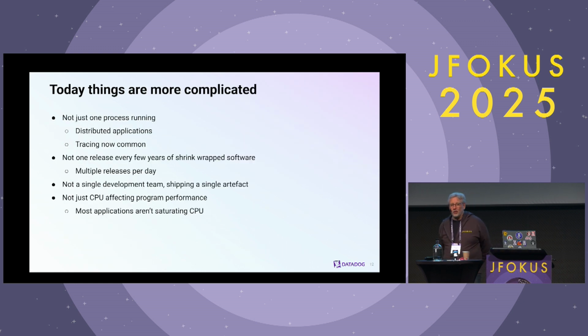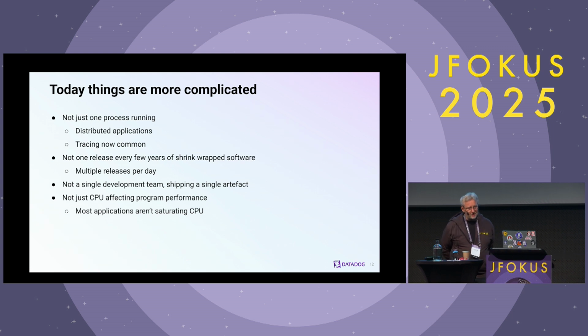Today things are way more complicated because there is not just one process running. We're talking about massively distributed operations. Tracing is now commonplace. There is a context. You can see how things are actually executing in runtime, at least where the big blocks are. You typically don't do one release of shrink-wrapped software every once in a while. You actually release multiple times a day these days.